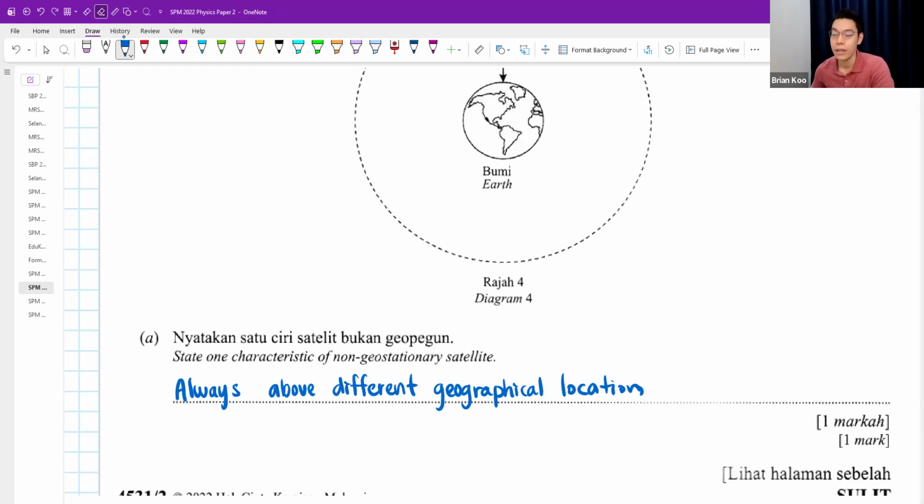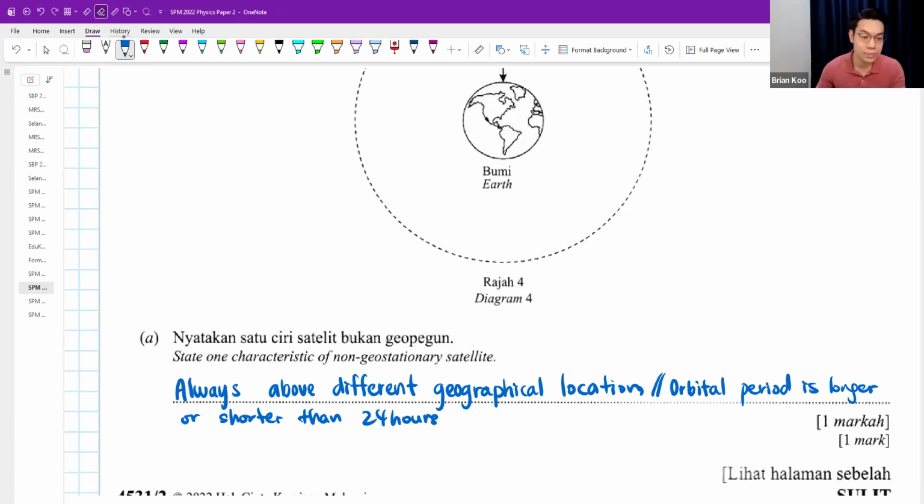Okay, another good one is orbital period is longer or shorter than 24 hours. As long as it's not 24 hours. Can be longer, can be shorter.